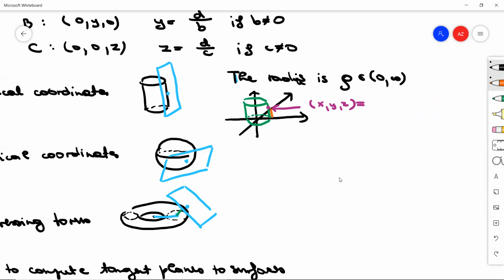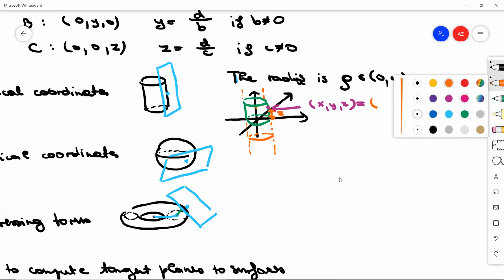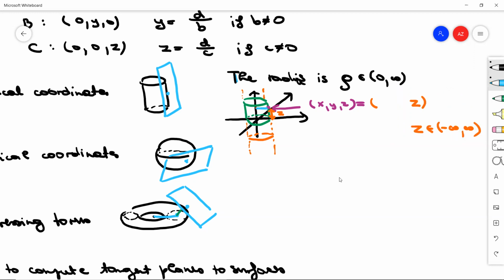Which means that this height is one of the parameters, and it's just z. So z is one of the parameters used, and this z can vary. If we have an infinite cylinder, it can vary from minus infinity to infinity. And now we only have one parameter left, and we have to express x and y. And this is quite easy. We know the distance between this point and the z-axis. This distance is exactly the radius, which is rho.